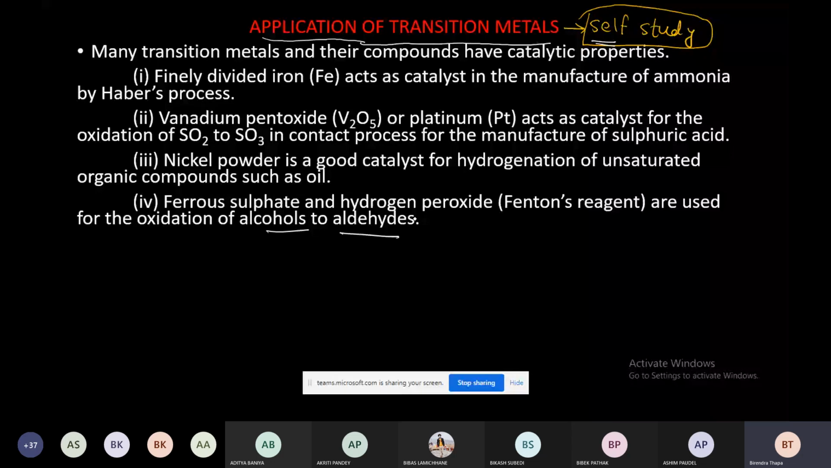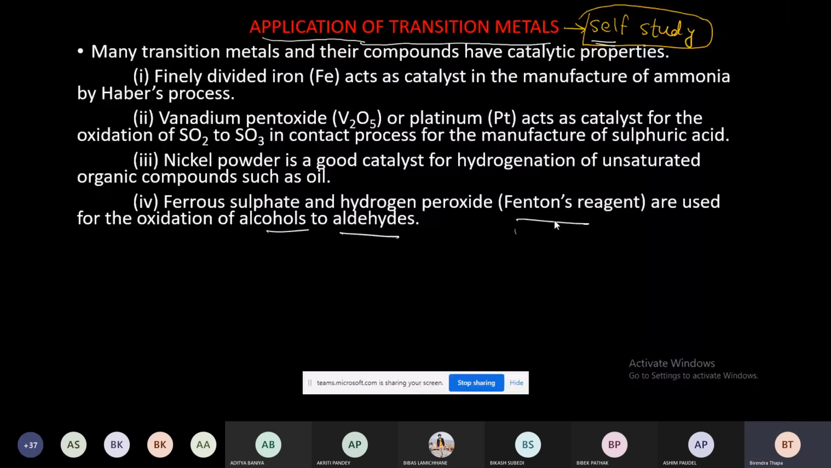or you can use PCC, pyridinium chlorochromate. It stops the oxidation of alcohol at aldehydes. If strong oxidizing agents like KMnO4 or K2Cr2O7 are used, then alcohols first get oxidized to aldehydes, which on further oxidation give carboxylic acid. So Fenton's reagent is used for the oxidation of alcohols to aldehydes only.